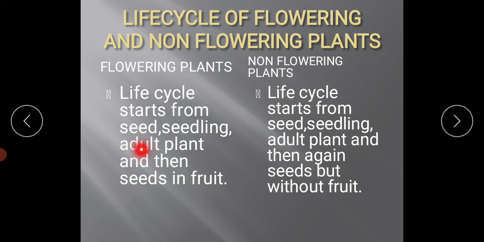The life cycle of flowering plants starts from seed, seedling, adult plant, and then seeds in the fruit. The life cycle of non-flowering plants starts from seed, seedling, adult plant, then seeds but without fruits.